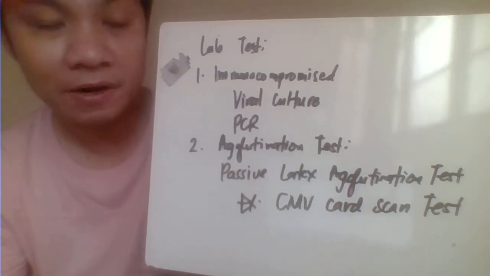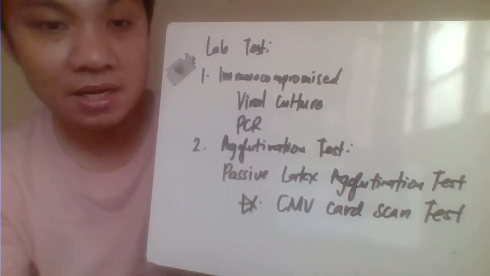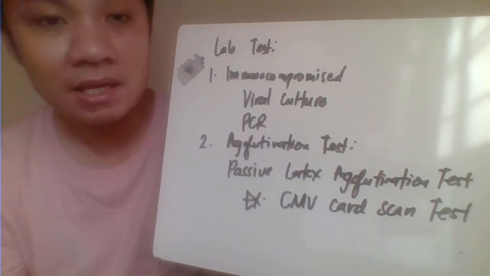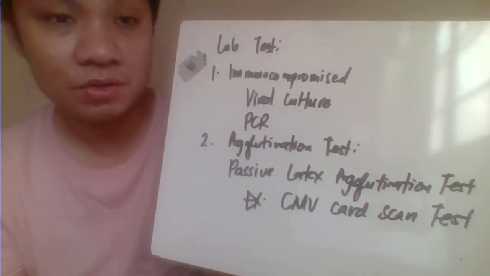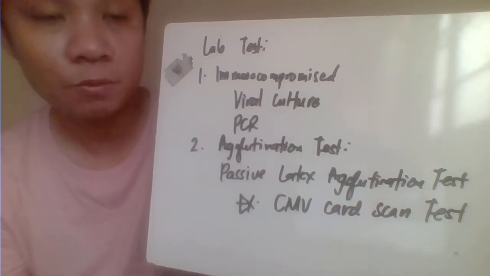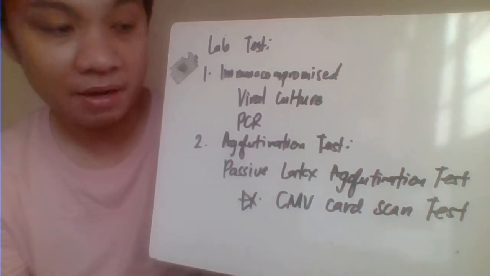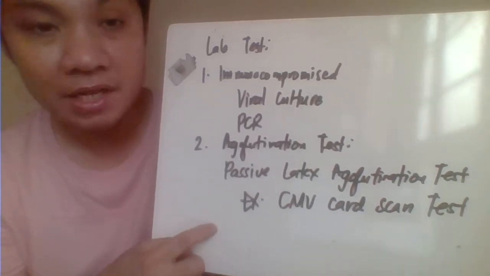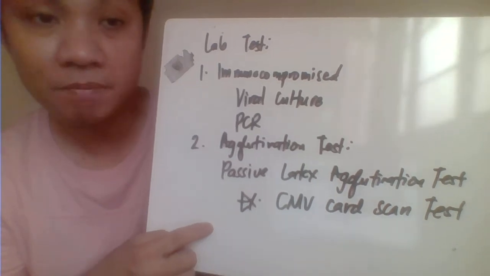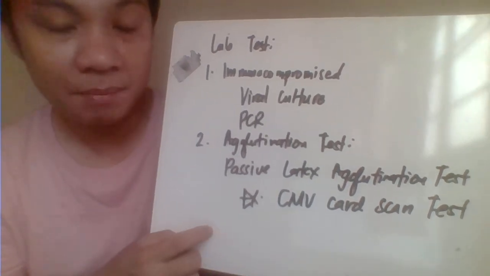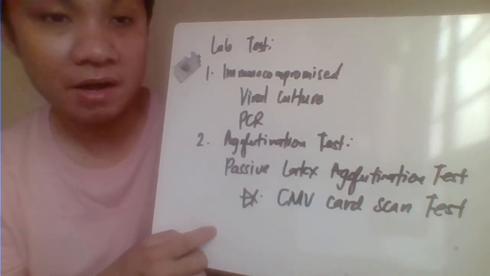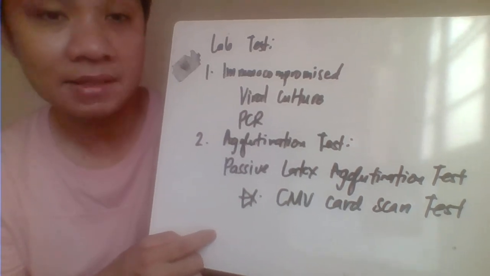Latex, because your antigen reagent is adsorbed on the latex particle in order to have a larger surface area that would allow you to identify the presence of the infection. And this is an agglutination test, so the positive result here would be agglutination. An example for that, we have the cytomegalovirus card scan test.